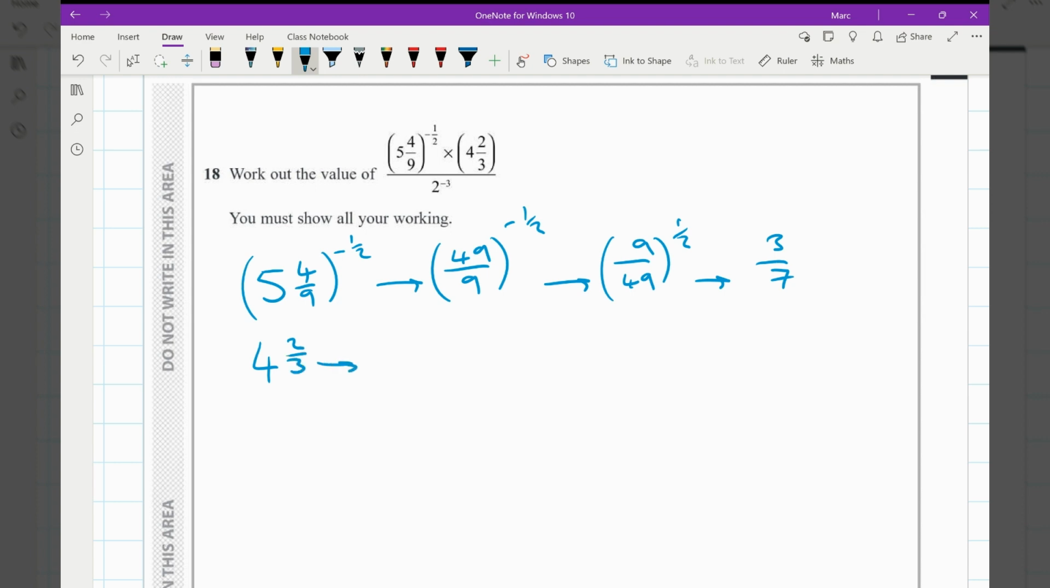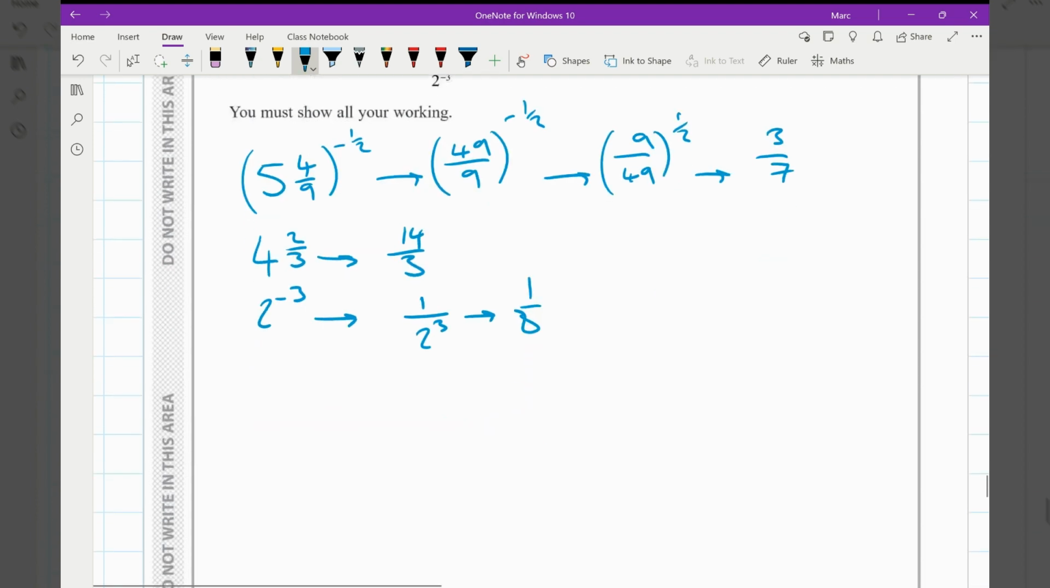4 and 2/3. Turn that into a top-heavy fraction. 4 times 3 is 12. Add the 2, 14. So 14 over 3. And then 2 to the negative 3 is 1 over 2 cubed, which is then 1 over 8.